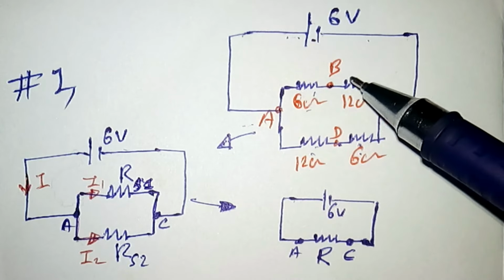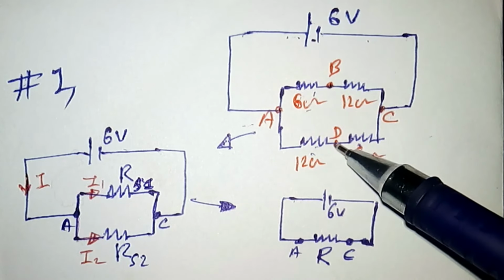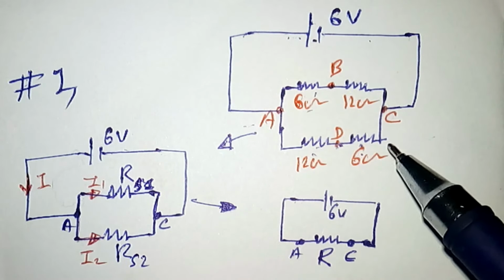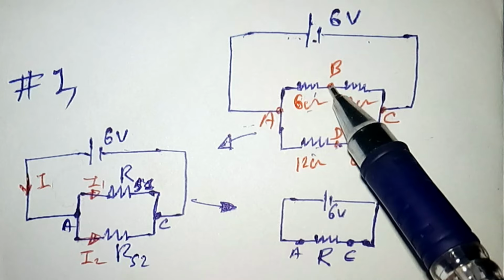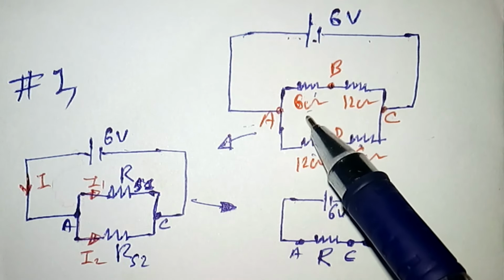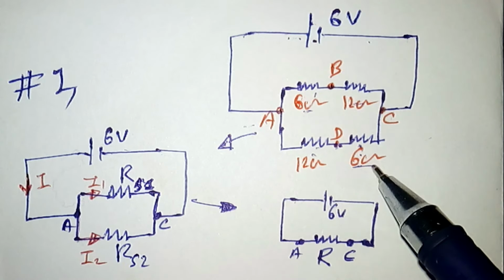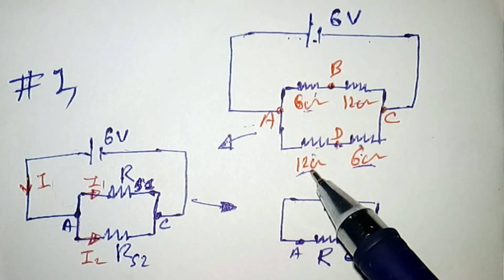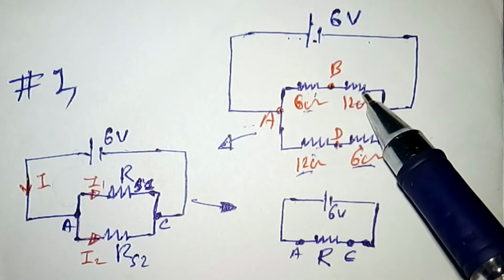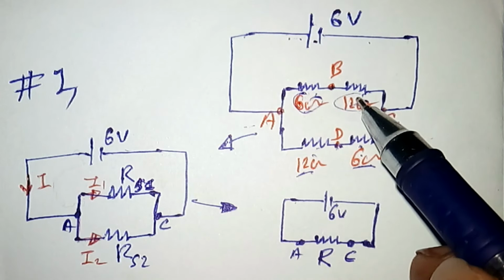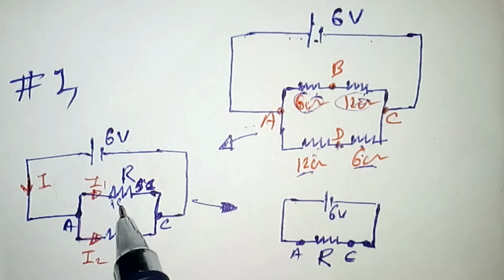To find the potential difference between B and D, first of all we have to find the current through B and through point D. The current passing through point B is the same current passing through the 6 ohm and 12 ohm resistor, and the current passing through D is the current passing through the other 6 ohm and 12 ohm resistor. If we add these two resistors in series, 6 plus 12, that is simply the sum, 18 ohm.